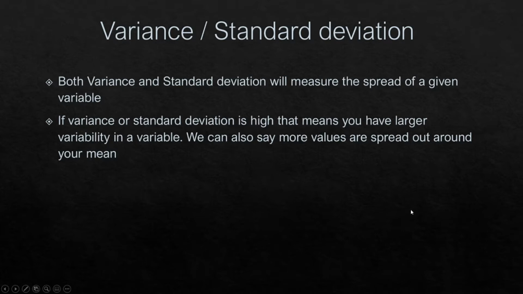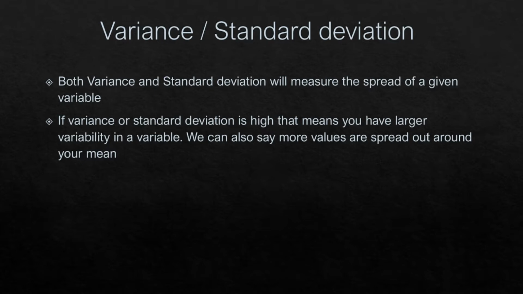So what is variance? Technically, both variance and standard deviation measure the spread of a given variable. I can also say it's a measure of the spread between the numbers in a given variable. To be more precise, it is a measure of the distance between each value in a given variable and its mean. I call that the variance.